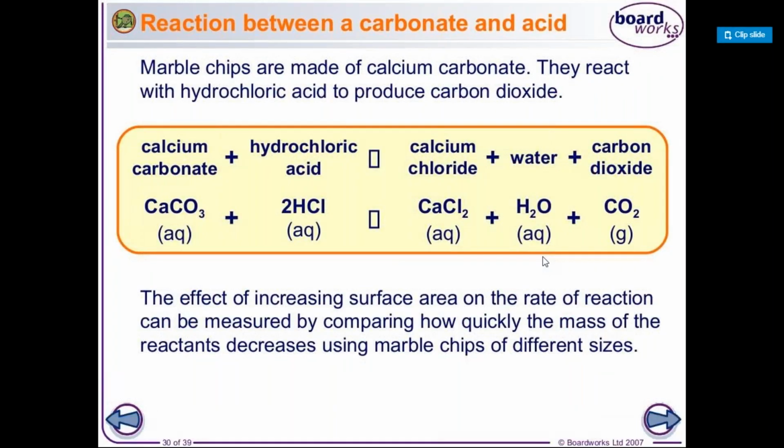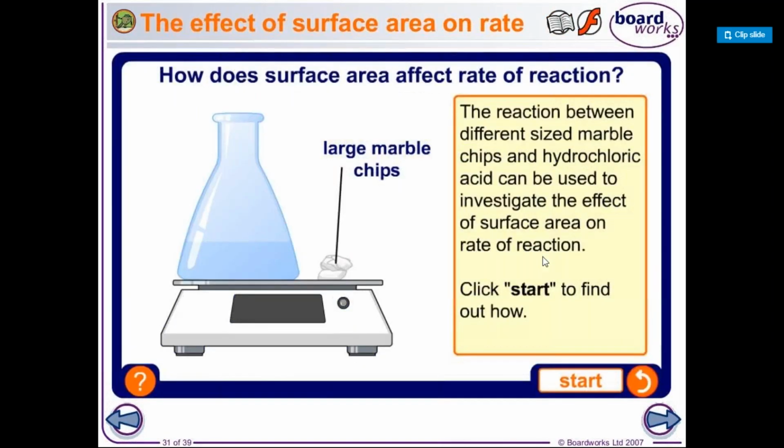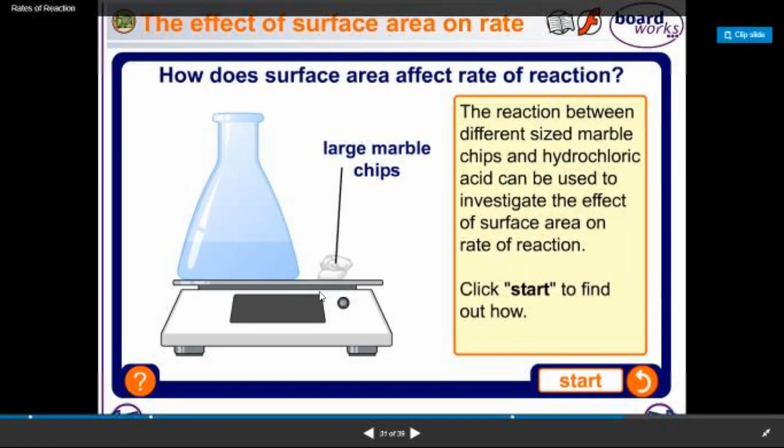Marble chips are made of calcium carbonate. They react with hydrochloric acid to produce carbon dioxide. The effect of increasing surface area on the rate of reaction can be measured by comparing how quickly the mass of the reactants decreases using marble chips of different sizes. We can use a balance to check how fast the mass of the marble chips is decreasing.